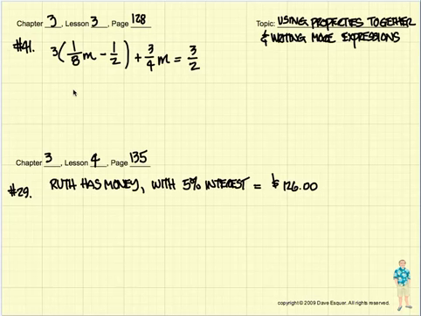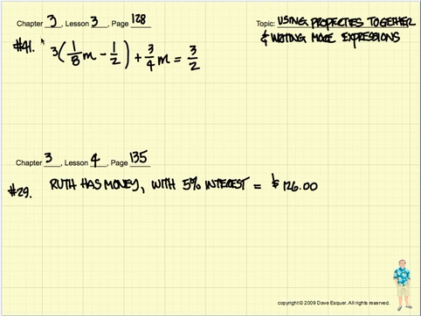Chapter 3, Lesson 3, and Chapter 3, Lesson 4, we're going to be using these properties together. That is the addition and multiplication and subtraction and division. And in Chapter 3, Lesson 4, we're going to see if we can write these up word problem style to come up with our equations.